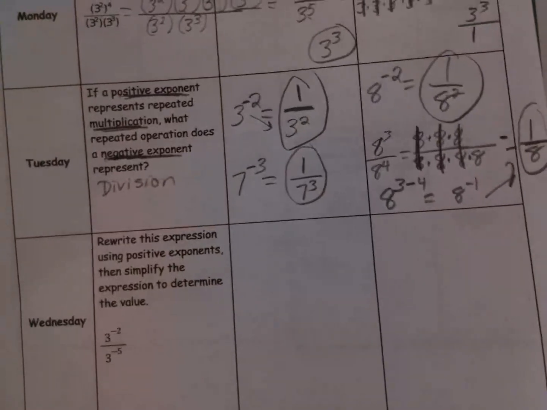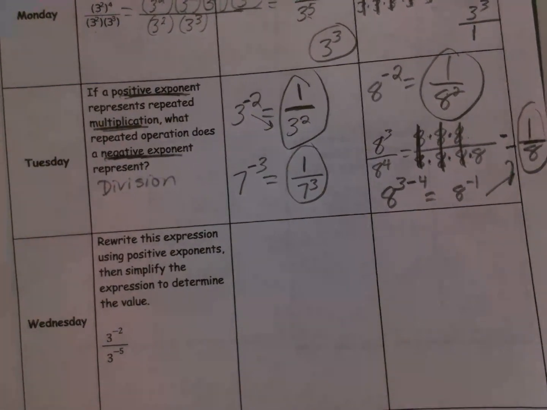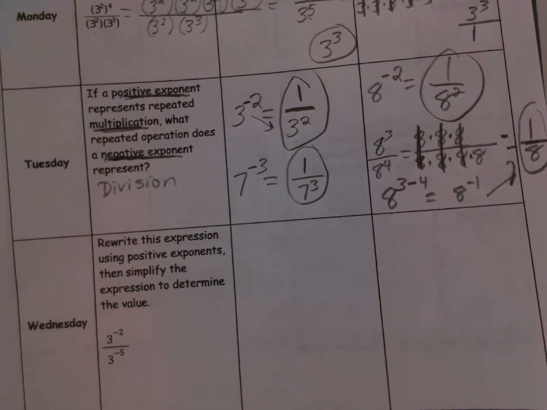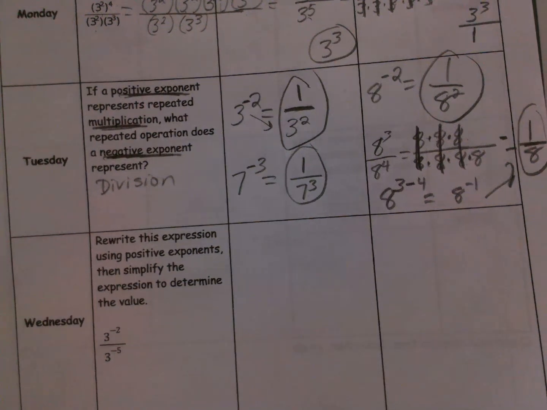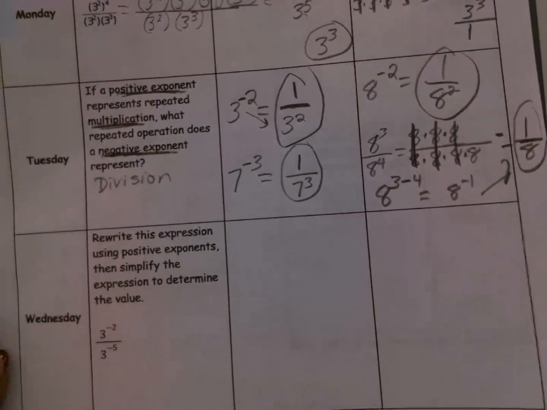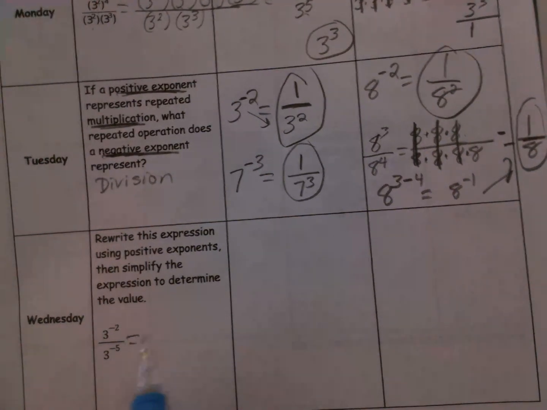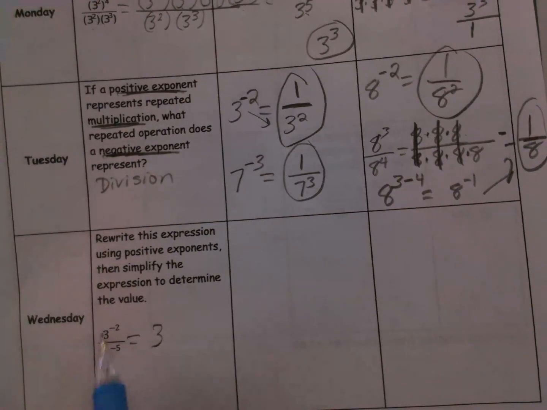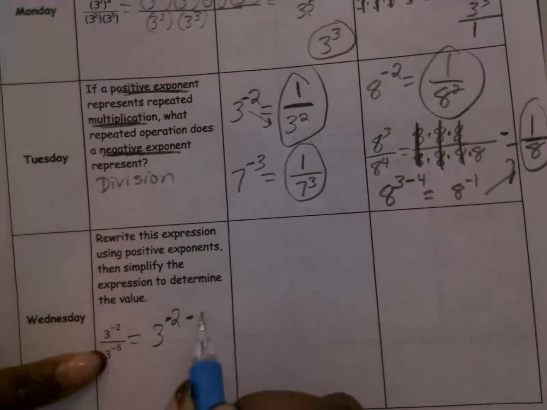It says rewrite the expression using positive exponents, then simplify the expression. Any questions so far? I heard a couple people talking. Did y'all have a question about something? Okay, so let's subtract. Remember, the bases are the same. Top exponent minus the bottom exponent. That's how we write it.